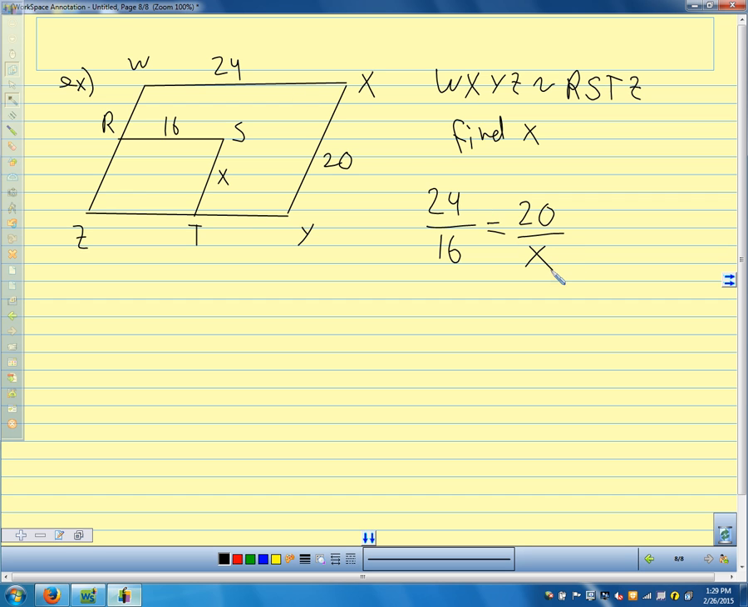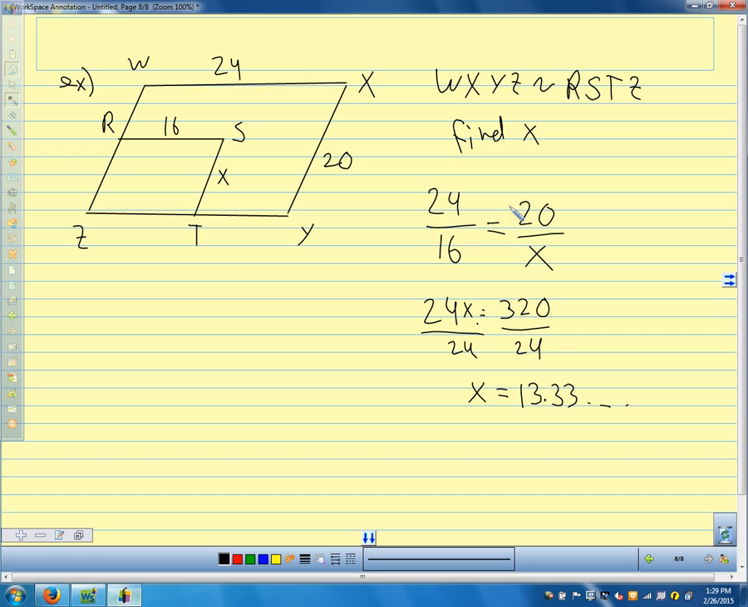20 over X. We know how to solve this, don't we? Cross multiply: 24X equals 16 times 20, which is 320. Divide by 24. And this turns out to be 13.33 repeating. This is going to be our main technique for solving problems in Chapter 7. Write a proportion to figure out your problem. The problems are going to have to do with similar sides or similar polygons. Write a proportion. All right, questions?